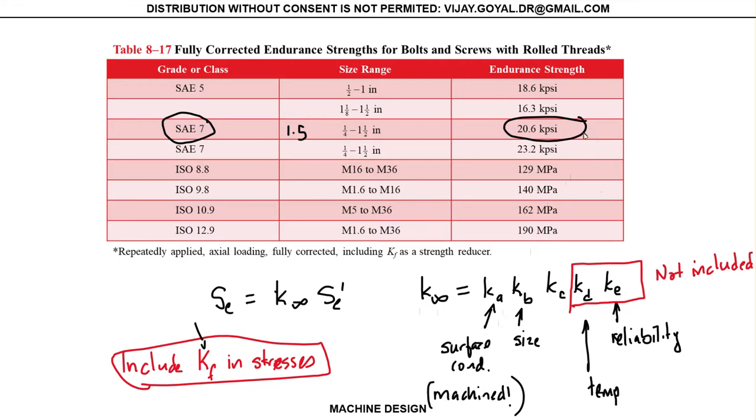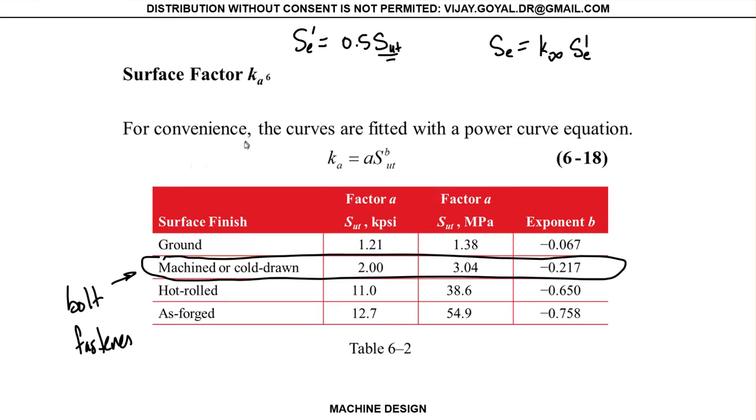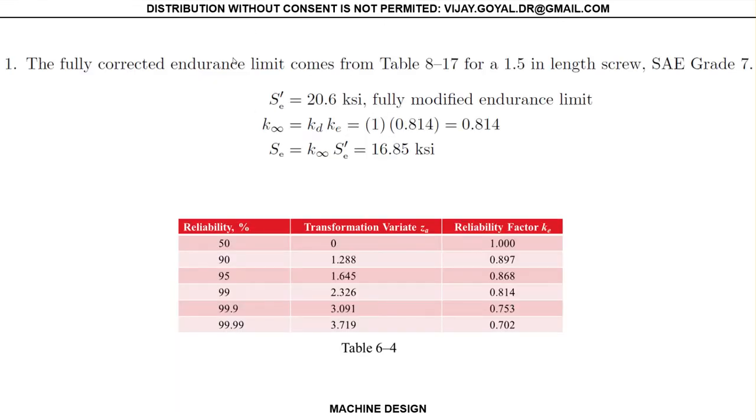In this case, since I'm using a value from the table, this is fully corrected, but it does not include the temperature, neither does it include the reliability. So I need to include reliability because the problem says that it's important. For my problem, my reliability comes from here. It says 99% reliability, and the value is 0.814. Temperature is 1. Nothing says anything about temperature, so I'm going to take the temperature factor as 1, multiply by this, and it gives me this value.